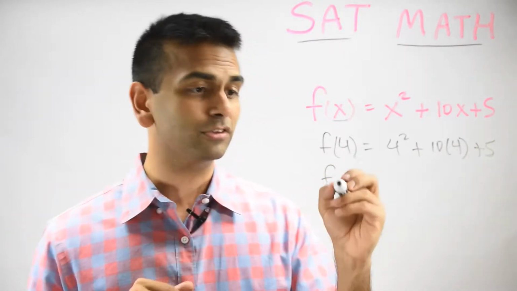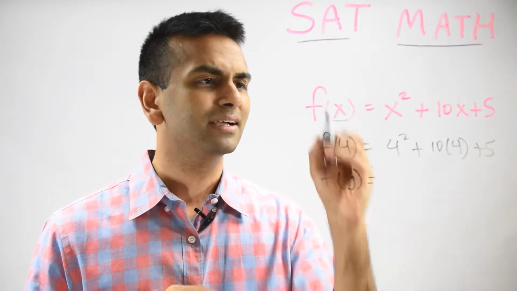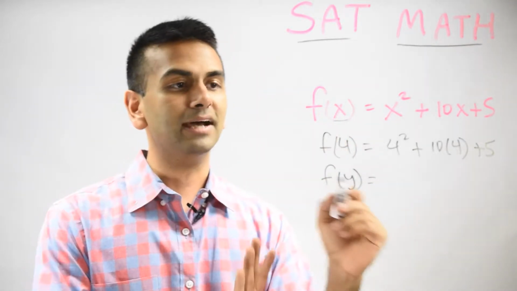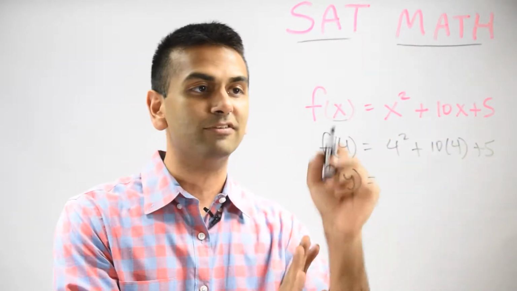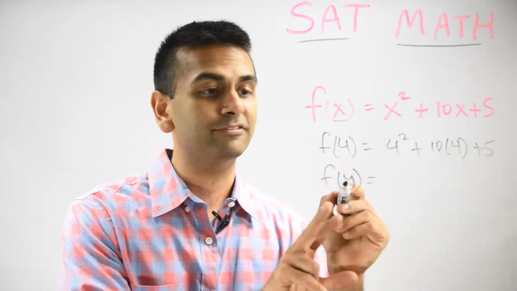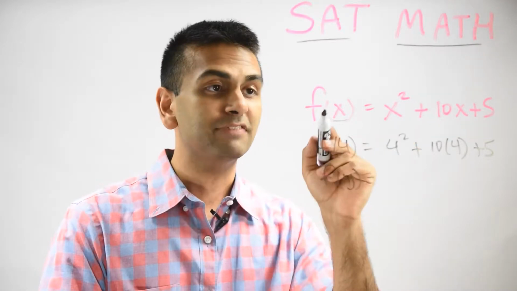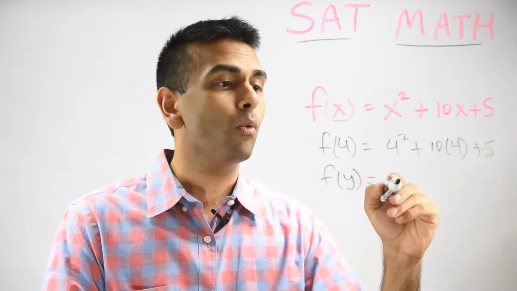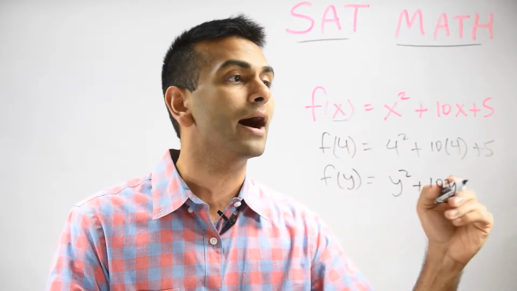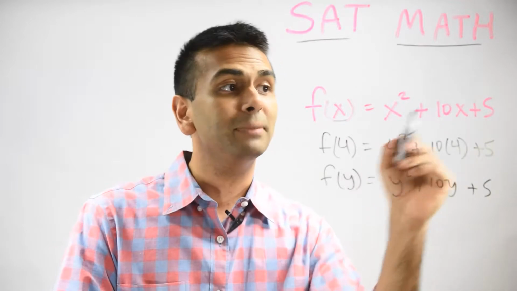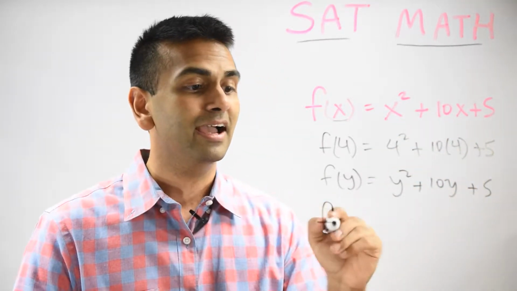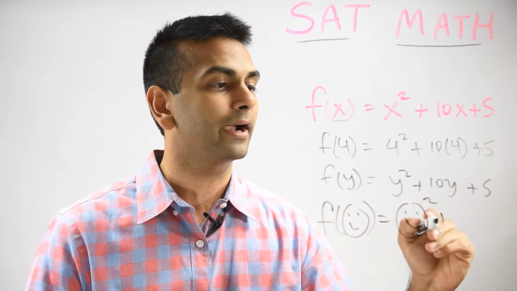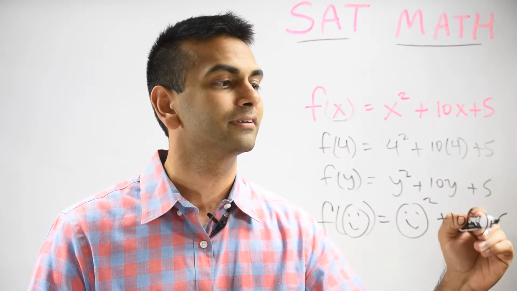Technically, this sounds like a weird question, but I could ask you, what's f of y? People are like, wait, isn't y equal to the y value? Well, here in this context, if you're given this and you're asked what's f of y, it's no different than asking f of 4. Just replace the x with the y. If f of x is in fact x squared plus 10x plus 5, well then f of y is y squared plus 10y plus 5. F of p is p squared plus 10p plus 5. Heck, f of smiley face is smiley face squared plus 10 smiley face plus 5.